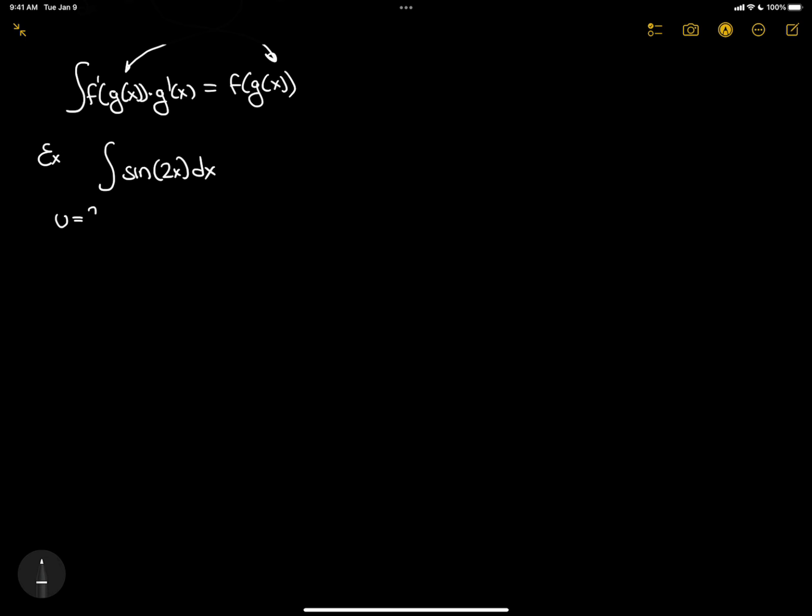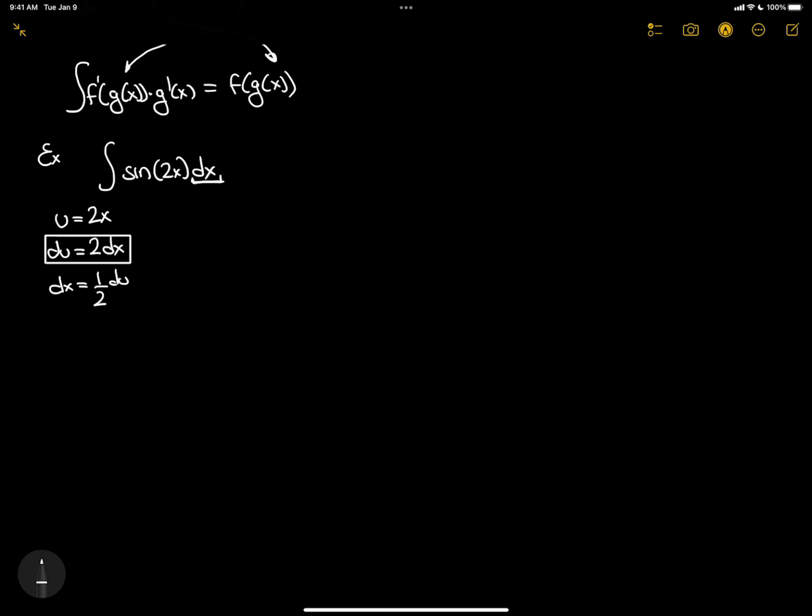And so in this case, u is going to be 2x. And now find the derivative, du equals 2 dx. Now here's where it gets interesting. Notice here that we have a dx on this side. Now here's what we can do. I can solve for dx from this equation here. So that gives me dx is equal to 1/2 du.